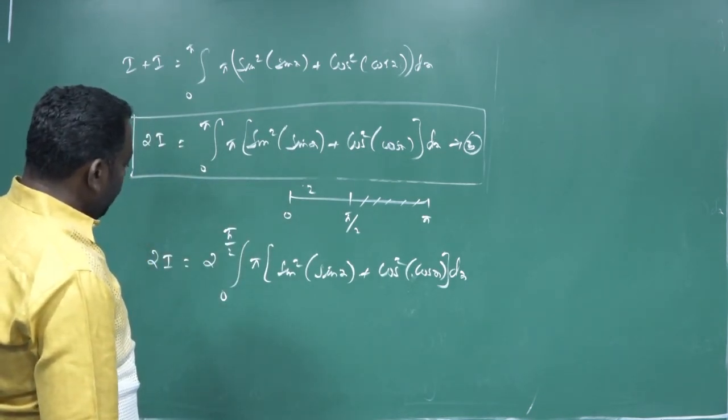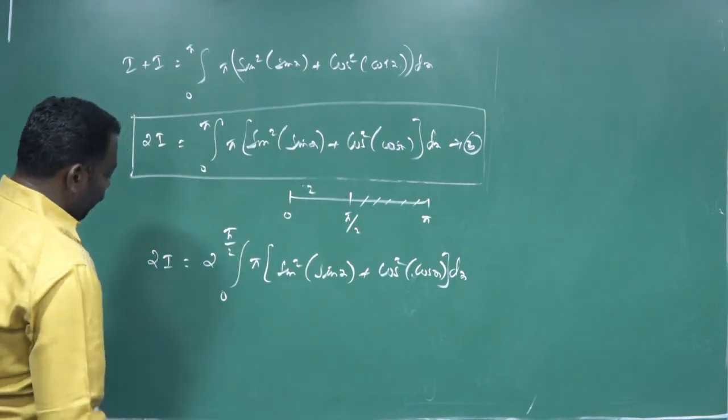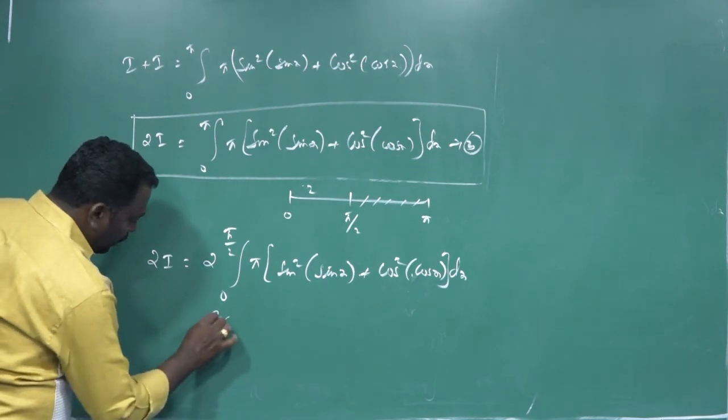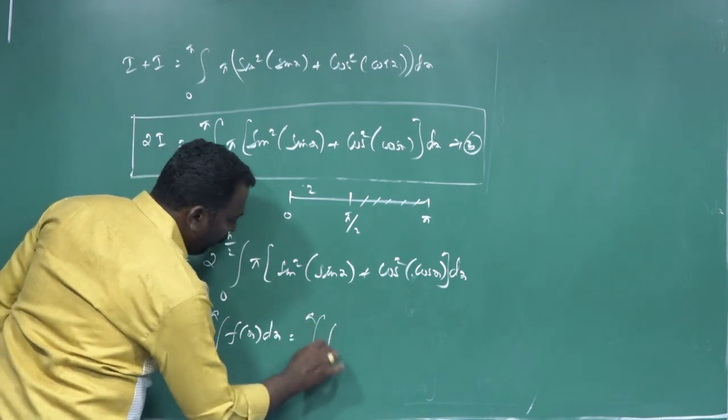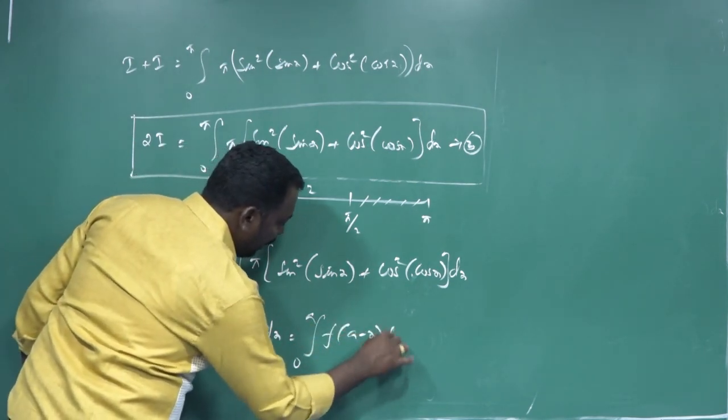Now here again we apply another integral property: integral 0 to a of f of x into dx is equal to integral 0 to a of f of a minus x into dx.